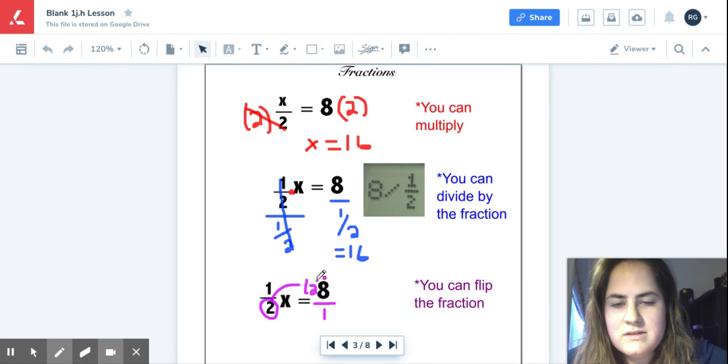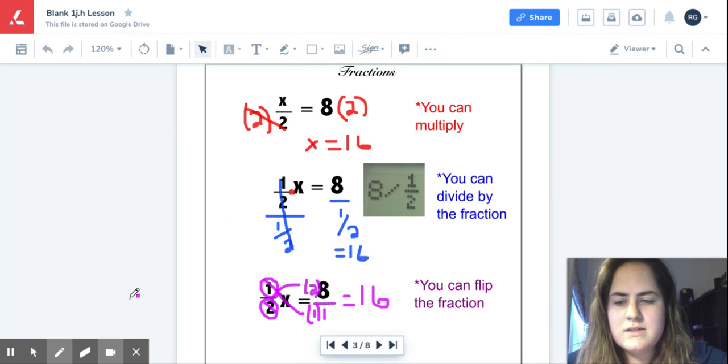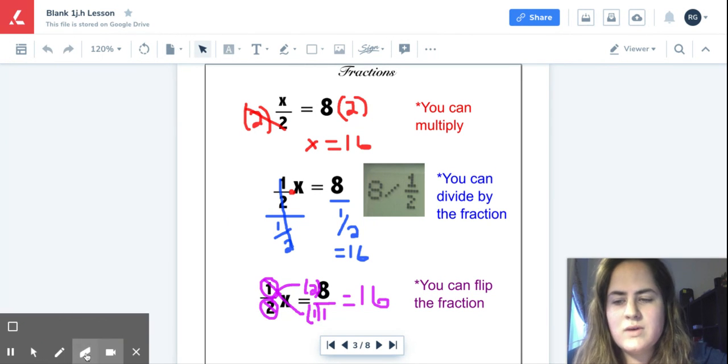That's parentheses for multiplication. Cross it out. And 1, the opposite of being on the top is being on the bottom. Multiply that, cross it out, multiply across, and I get 16 over 1, which is just 16. So all these are the same exact question, just different ways to solve it.